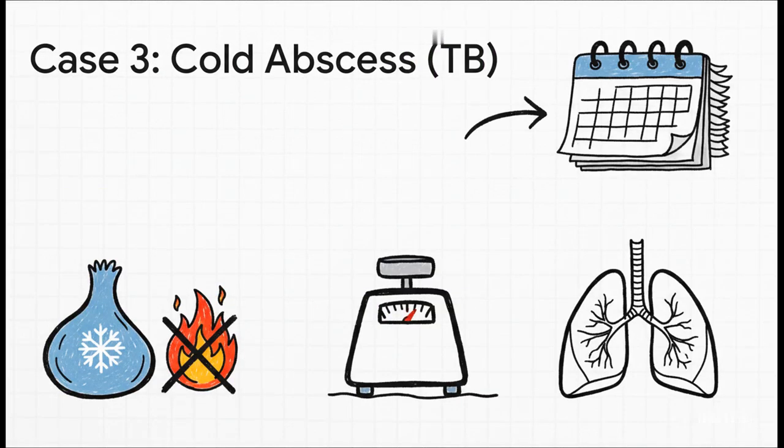Case number 3 is another big shift. Let's break this one down. Here, it's all about the timeline. This is a chronic problem, something that's been going on for a while. The swelling is described as painless and cold, which just means it doesn't have that heat and redness we saw in the last case. When you see a presentation like this, especially with symptoms that affect the whole body, like weight loss and maybe a little opening on the skin draining pus, that's a sinus, you have to think of a chronic infection. And the classic cause here is tuberculosis.